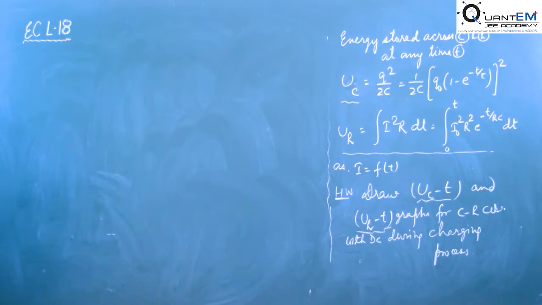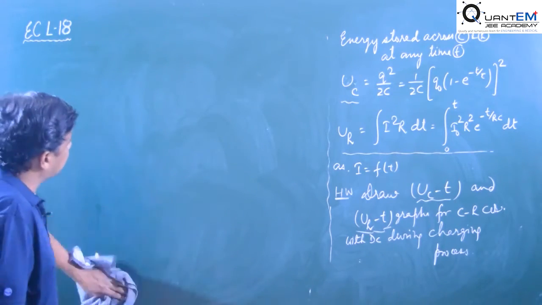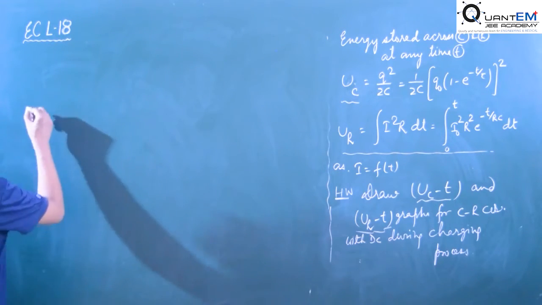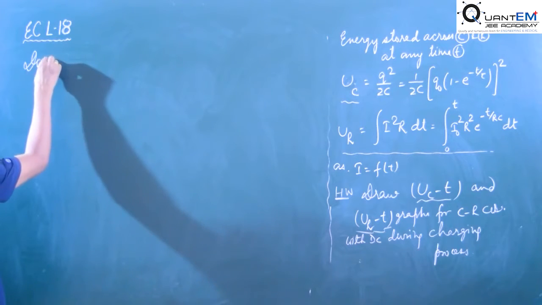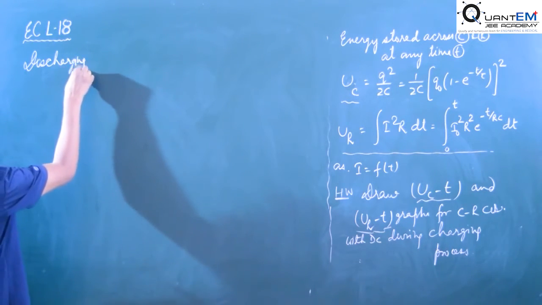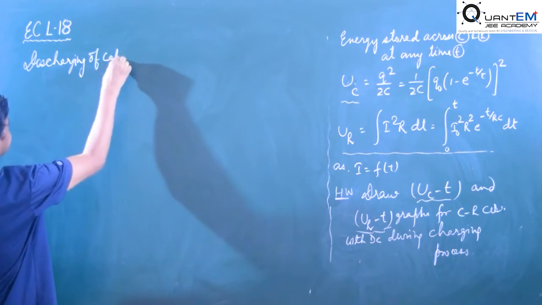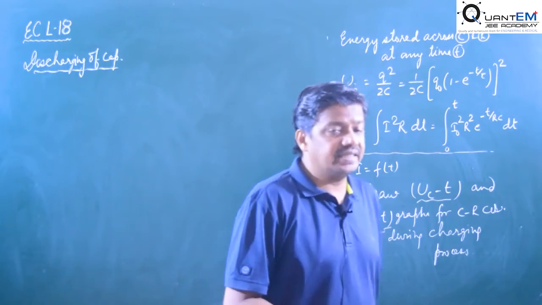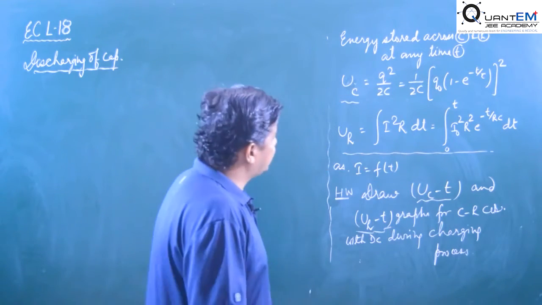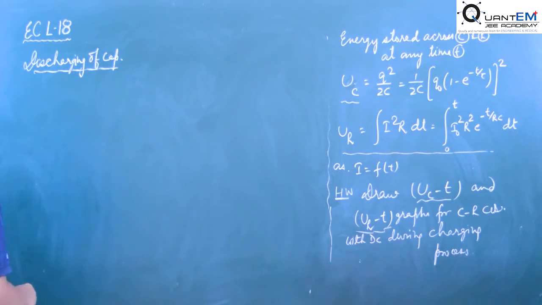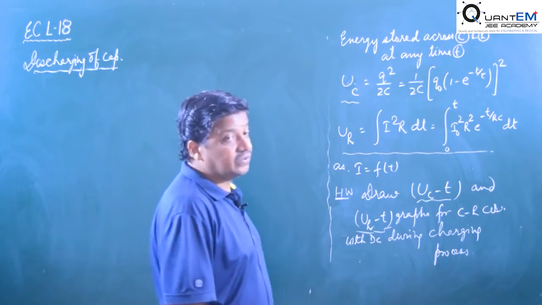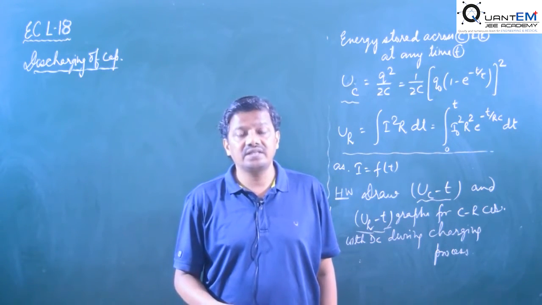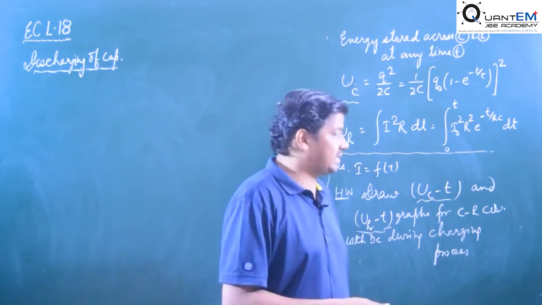Now we come to the next part, that is discharging of the capacitor. Initially the capacitor has been charged and it has maximum charge. Steady state has been acquired and now the switch is opened. We opened K1 and now K2 will be closed. So as K1 is open and K2 is closed, discharging of the capacitor takes place.